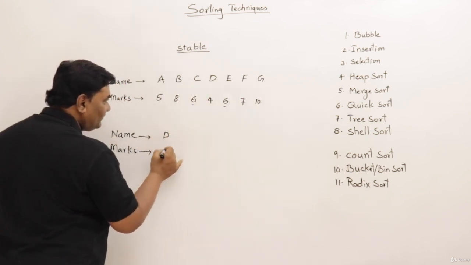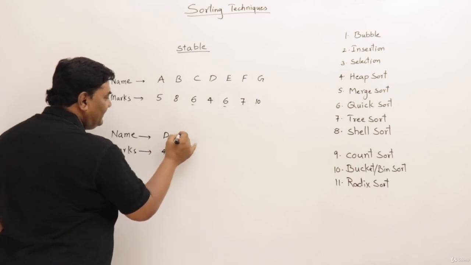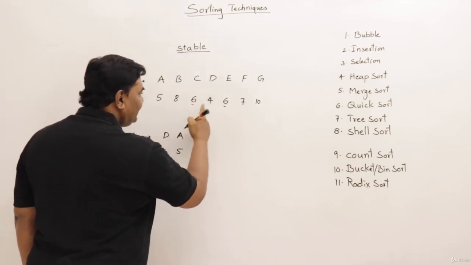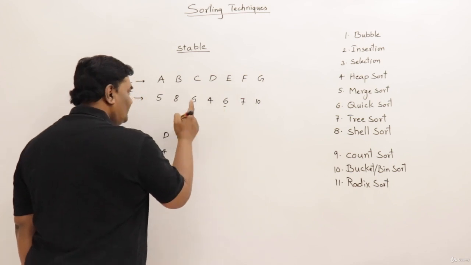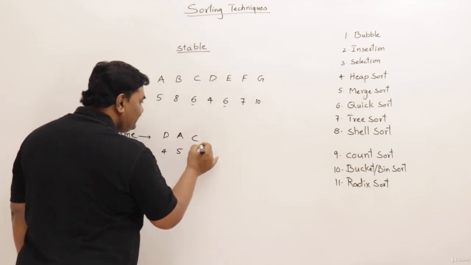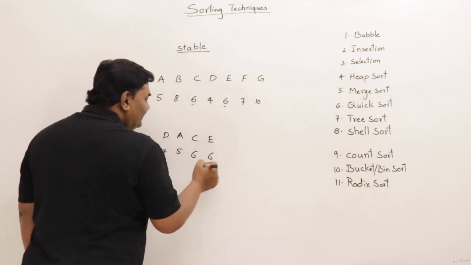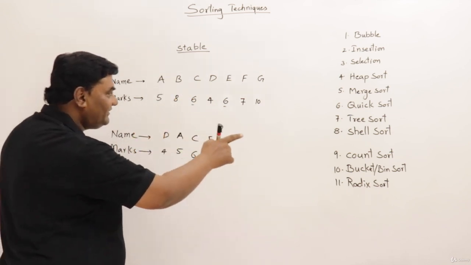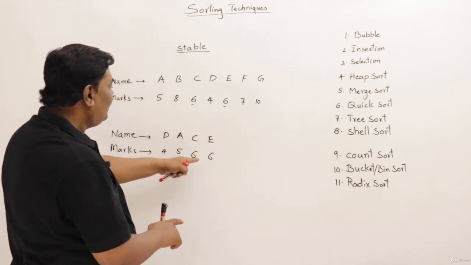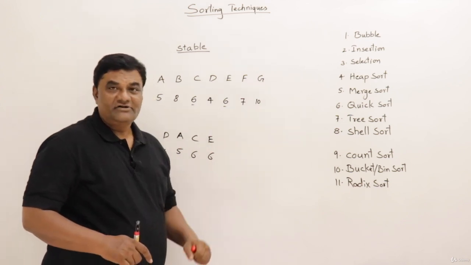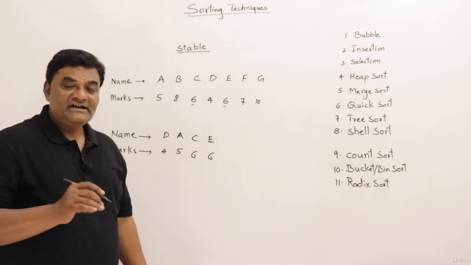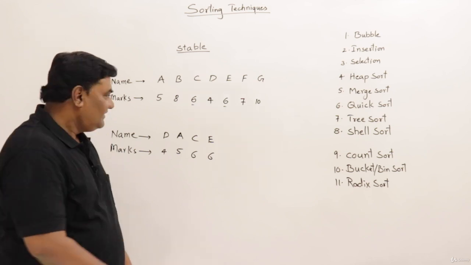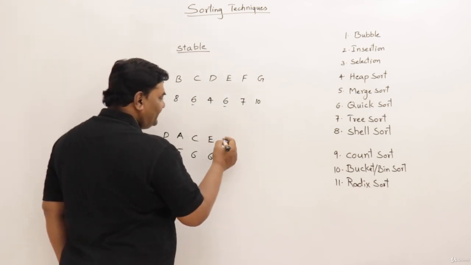So D4. The next is A5. The next is 6. So which 6 should I take first? This one only. If I am getting C6 then E6, then we say that the sorting procedure is stable. If a sort preserves their order as it is, then we call that sorting procedure stable, a stable algorithm for sorting. I'll finish this, I'll write the rest of the numbers also.